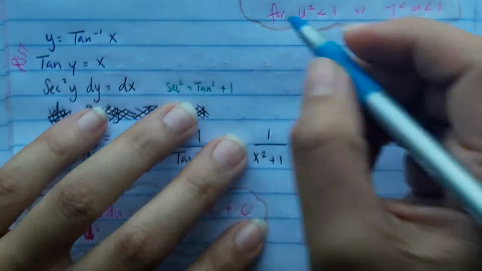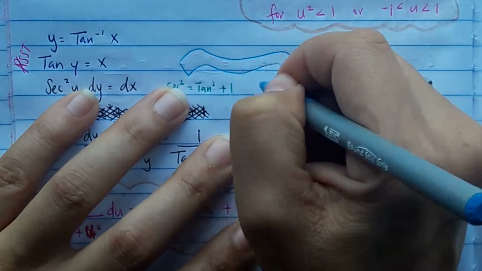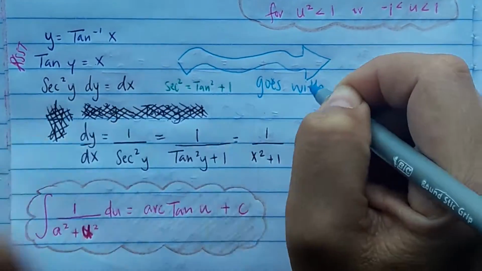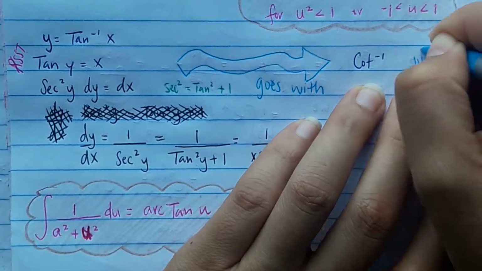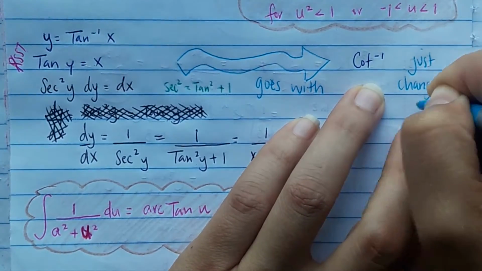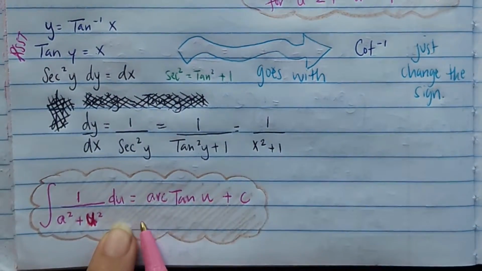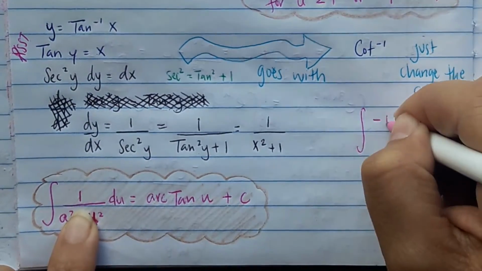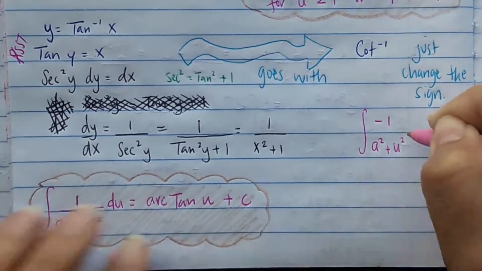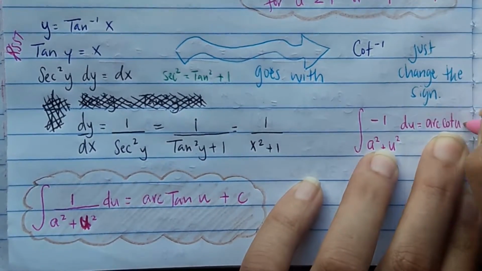When I think of tan, I think tan goes with cotangent. Cotangent goes together. All you do is change the sign. So take the general formula for tan, just change the sign, and now you have the general formula for cotangent. So it's going to be the integral of negative 1 over a squared plus u squared du, and that's going to give you arc cotangent plus c.